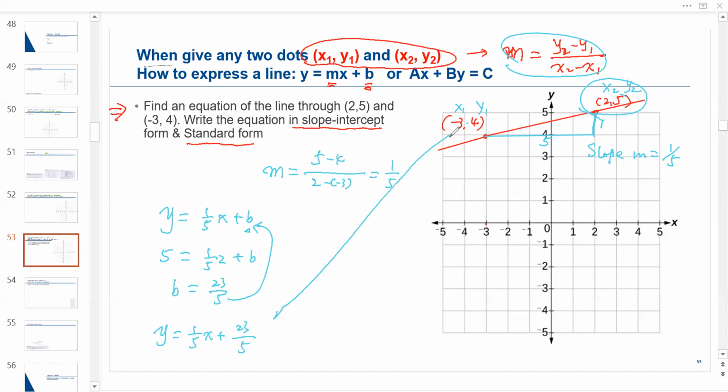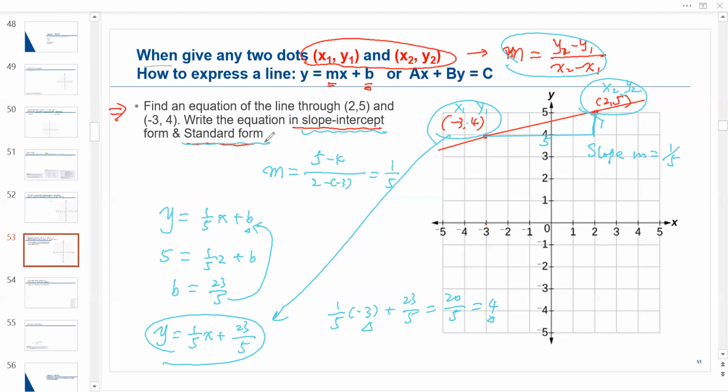Let's check this with the other dot to see if it's correct. So (1/5) times -3 plus 23/5 equals 20/5, which equals 4, right? So (-3, 4), it also passes this dot. So that's correct. This is the slope-intercept format.